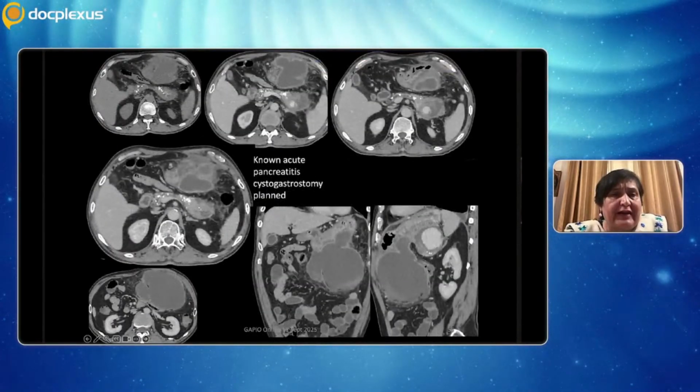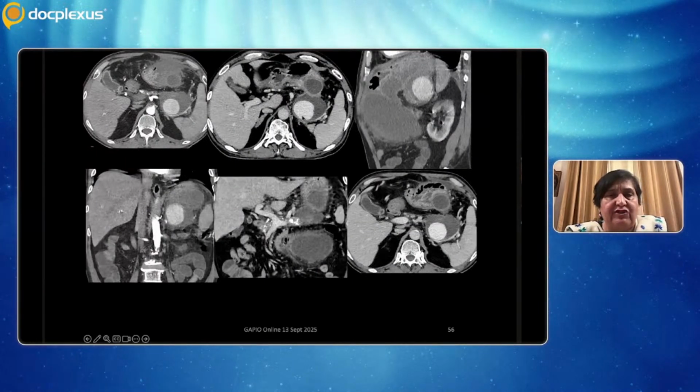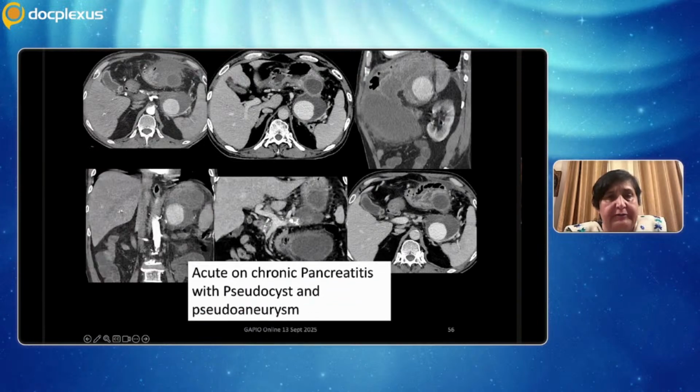Known case of acute pancreatitis who was supposed to undergo cystogastrostomy. That's what you're seeing over here. That's a thick walled cystic lesion for which the patient was supposed to undergo cystogastrostomy. But what we saw when we did a CT was this well-defined hyperdense area with surrounding hypodensity, which on the arterial phase images was lighting up and becoming hyperdense, showing you diffuse contrast enhancement. And this was a pseudoaneurysm, a splenic artery pseudoaneurysm, which had developed in this particular patient.